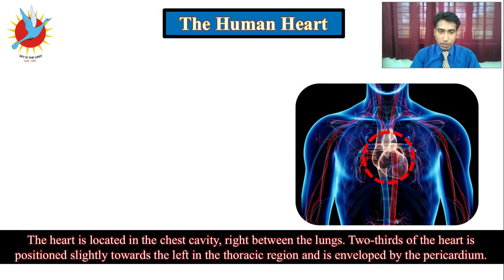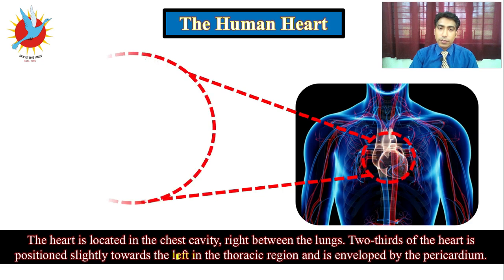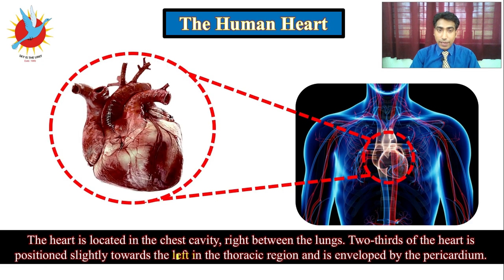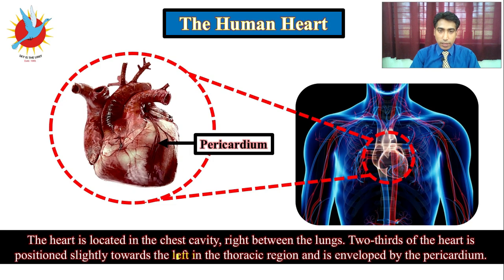The heart is located in the chest cavity right between the lungs. Two-thirds of the heart is positioned slightly toward the left in the thoracic region, and it is covered by a double layer known as the pericardium. Between these two layers of the pericardium, a special kind of fluid is present, which is known as pericardial fluid.